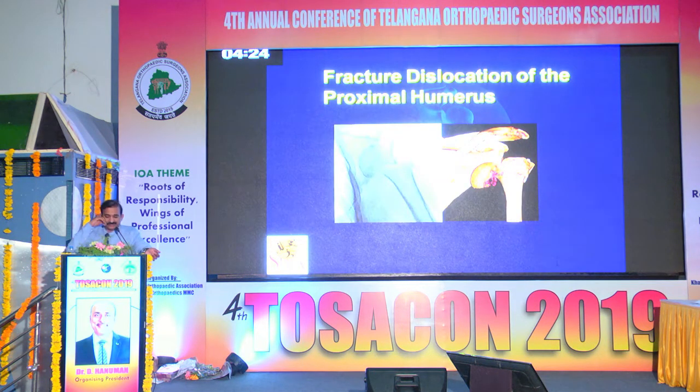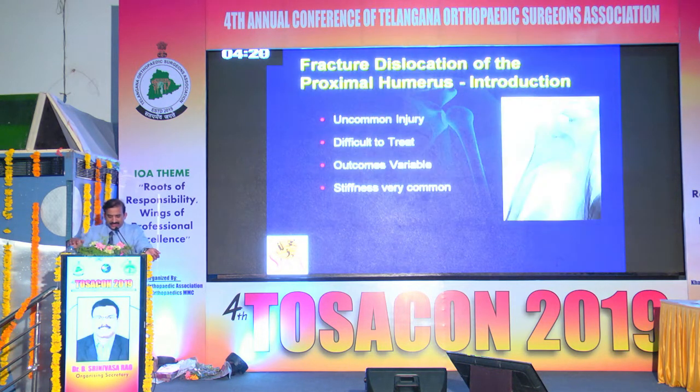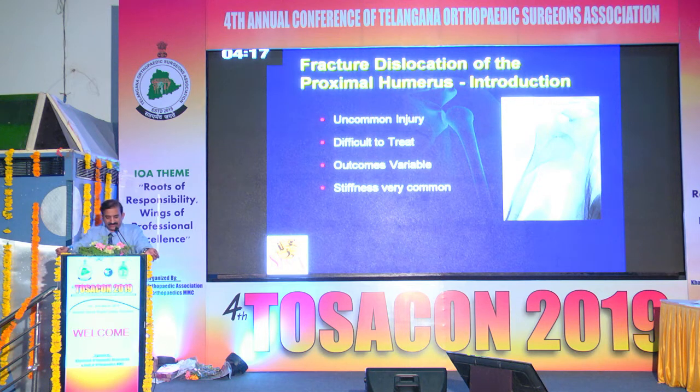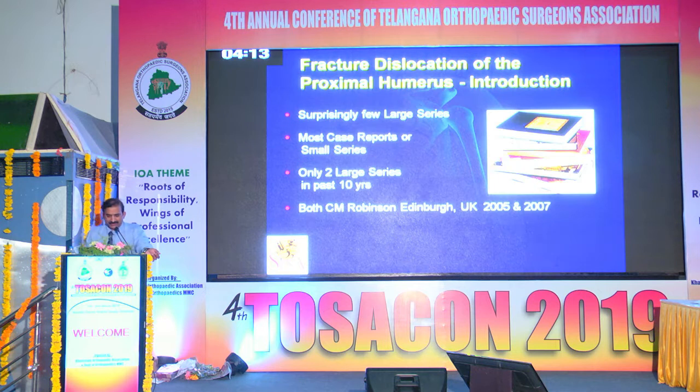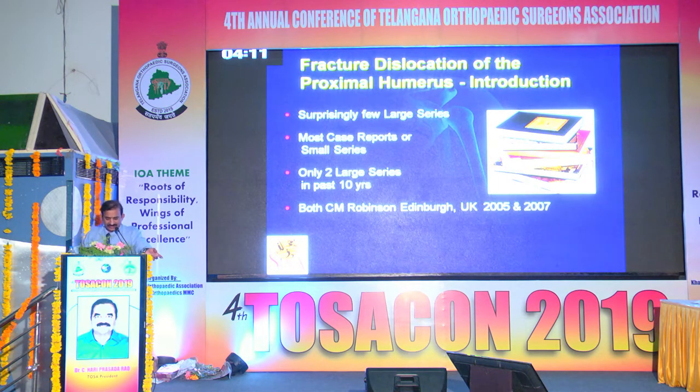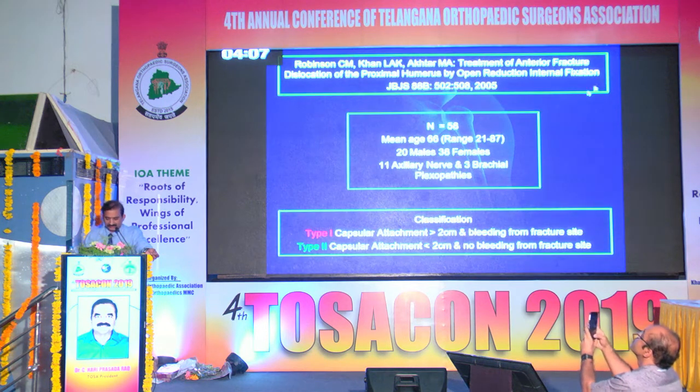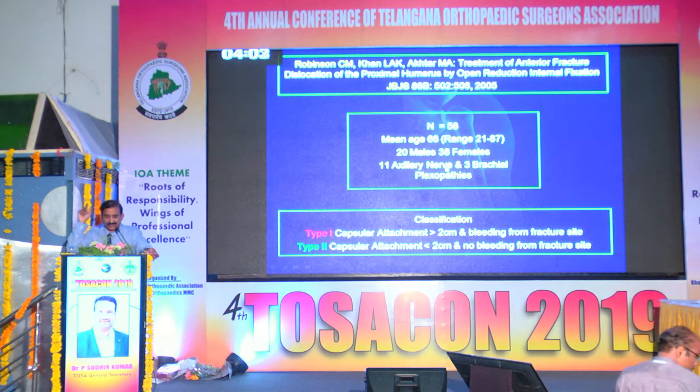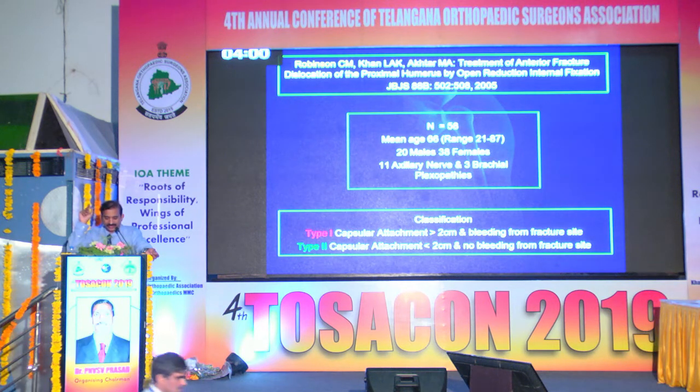Coming to the next, dislocation with surgical neck fracture of the humerus. So not uncommon, difficult to treat, but they present variably, and stiffness is very common in these patients. Surprisingly, very few large series are there. I came across only 2 papers in the last 10 years. Robinson: you can see 1/3 of the patients have axillary nerve involvement. In all these fracture dislocations, keep it in mind.